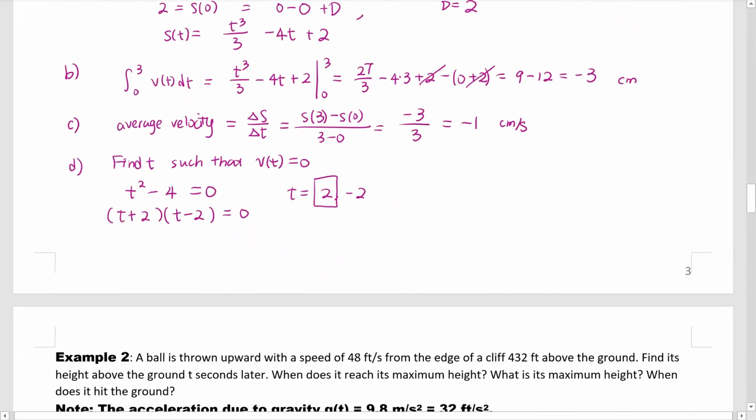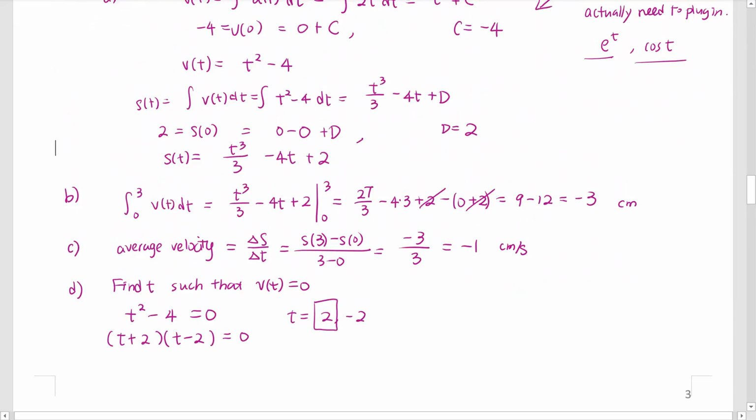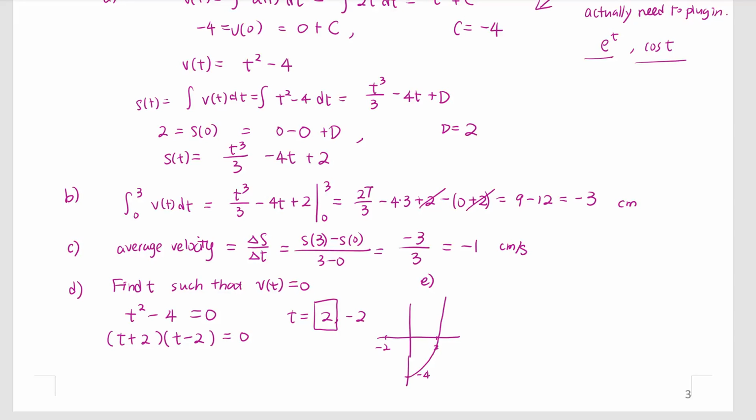So this is the place you need to know. You need to sketch the graph of the velocity. Okay? So velocity, t squared minus 4. And we know it passes through negative 2 and 2, and it also passes through negative 4, right? Oops. Let me draw better. Okay, so this is the velocity function.